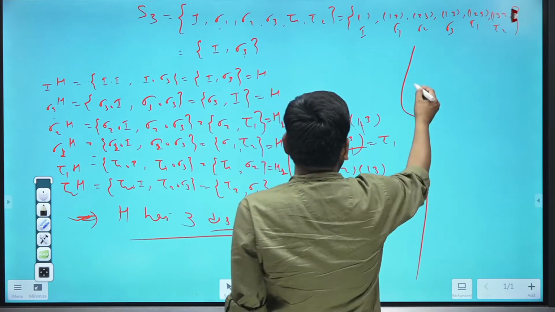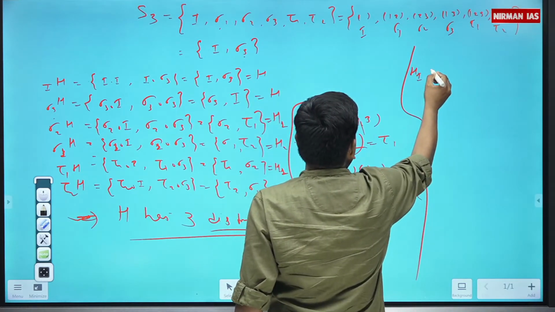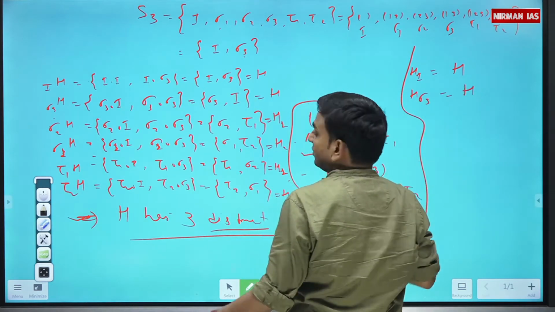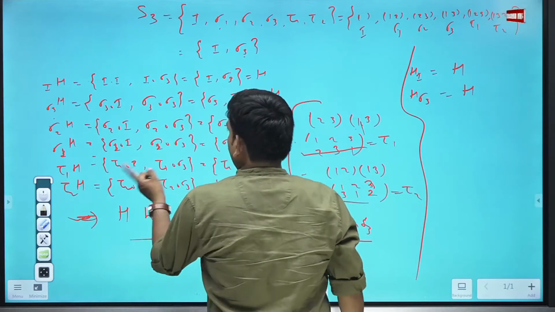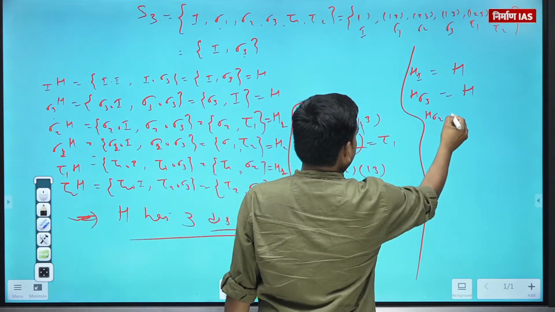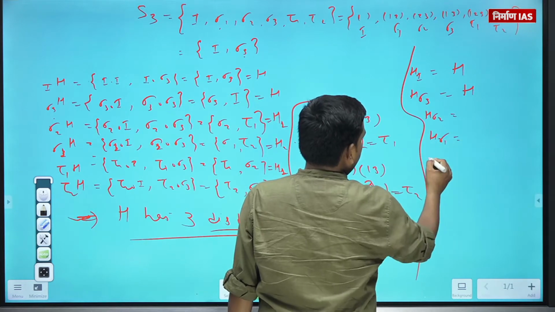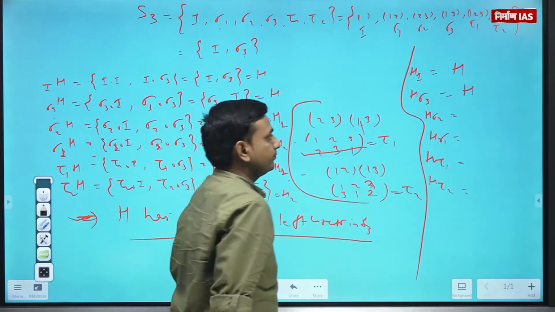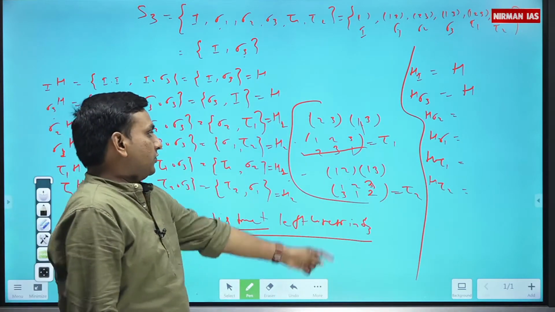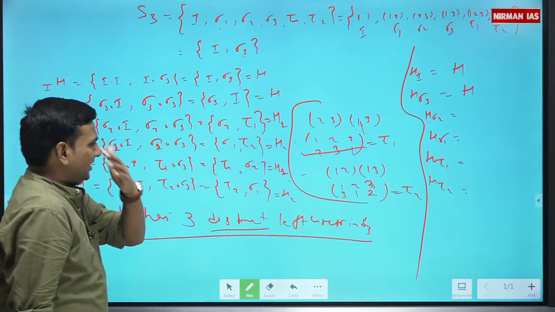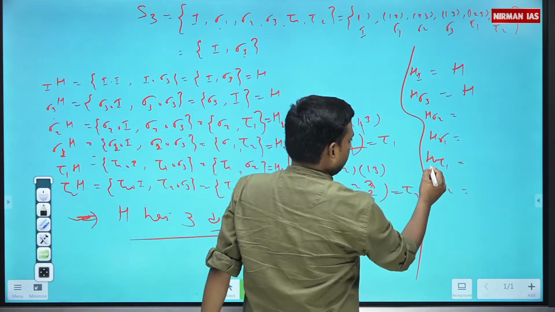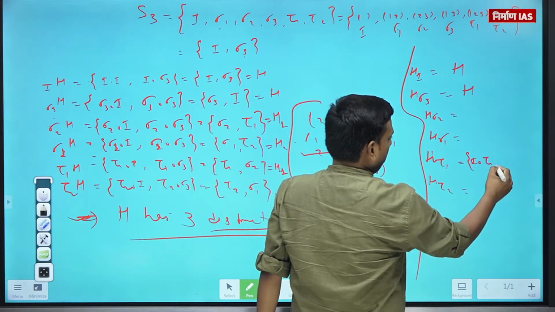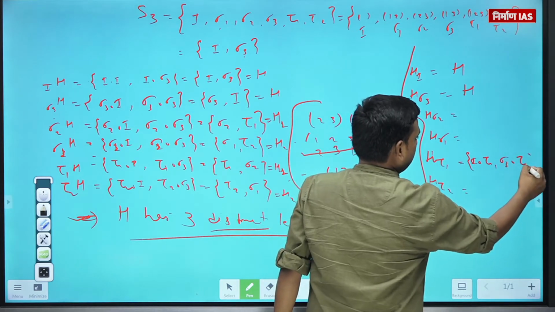If I talk about right cosets, I will be similarly talking about H composition I, that will be nothing but H only. H sigma 3 will be again H, property I have told you guys. If I want to count H sigma 2, H sigma 1, H tau 1, H tau 2, you just try to calculate this thing. Let's say I just calculate H tau 1. So H tau 1 will be what? I composition tau 1 comma sigma 3 composition tau 1.